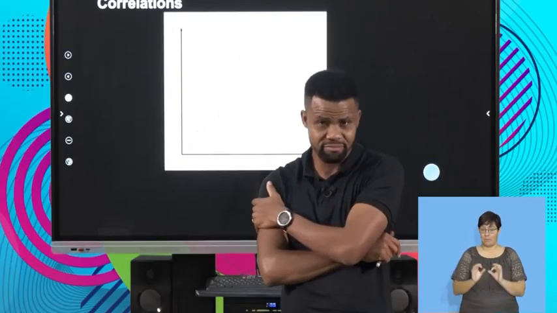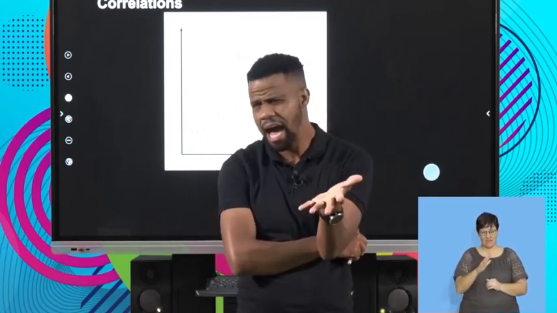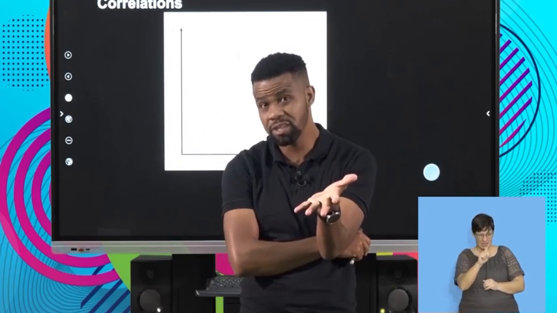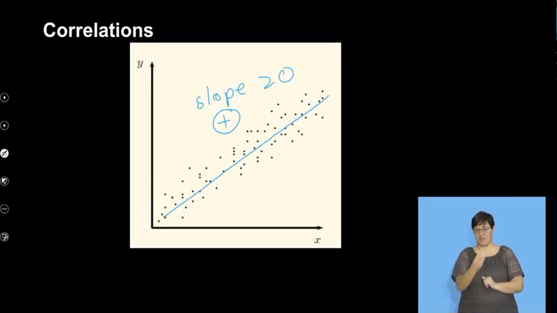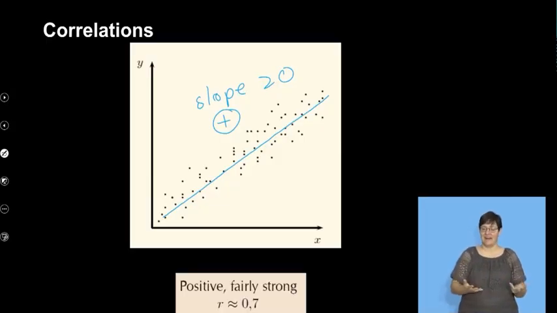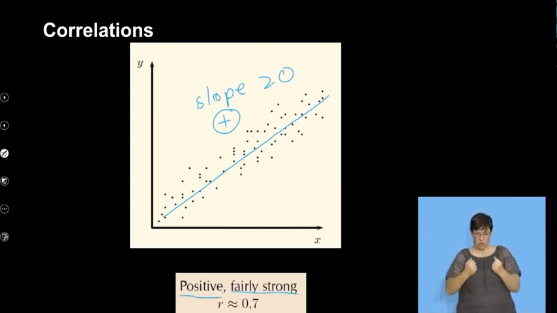Is it perfect? Definitely not perfect. 0.5? I don't think so. What do you think? 0.6? 0.7? Okay, so let's see what we have here. We have a positive correlation, we do agree, and fairly strong. The correlation coefficient is approximately 0.7.